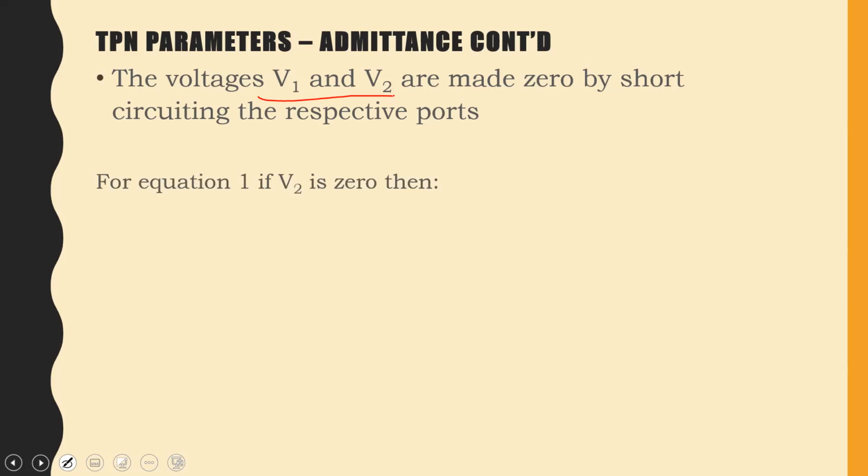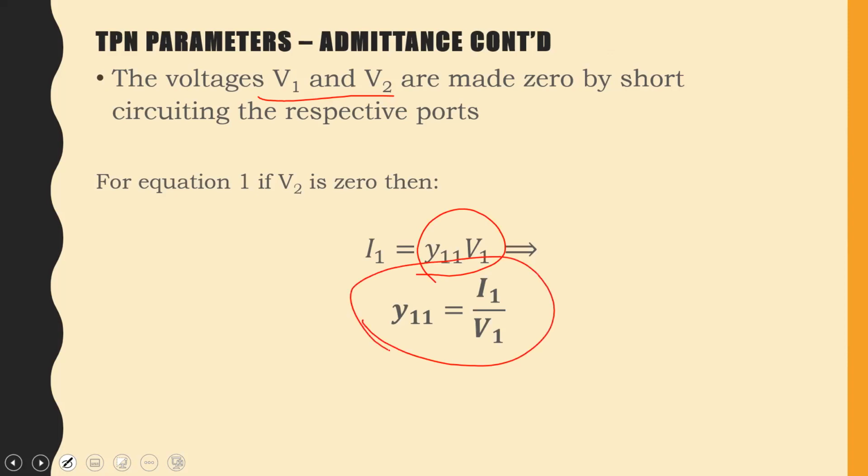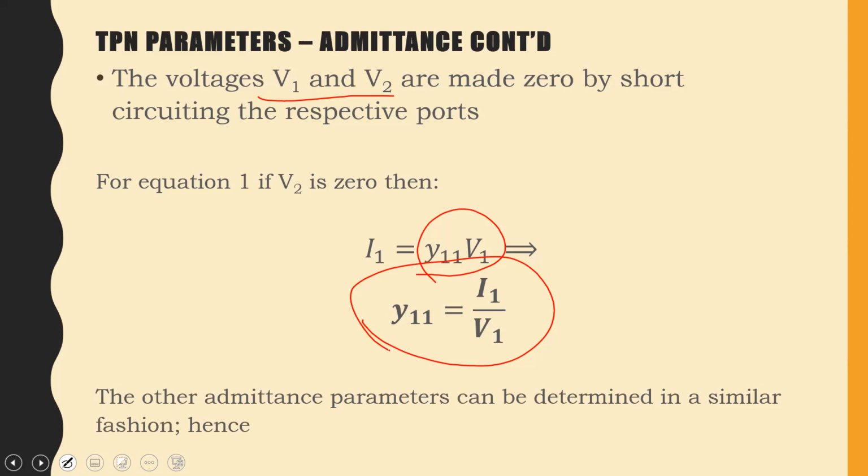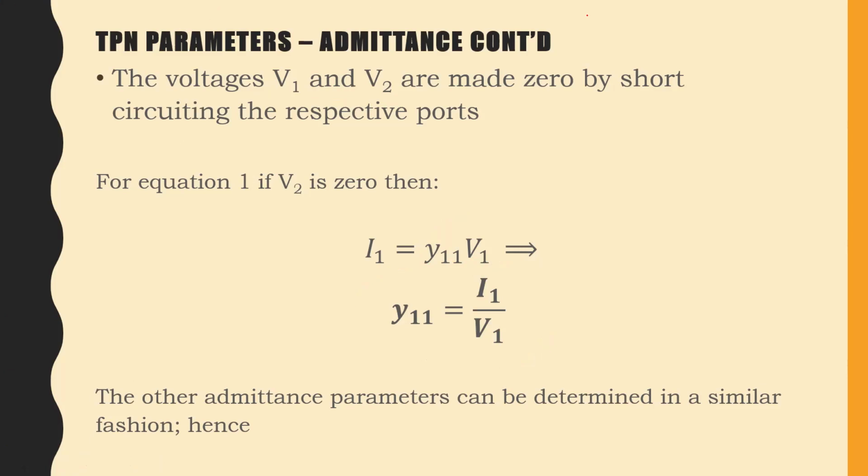So for the first equation, remember we're using the superposition principle. I1 is going to be equal to Y11 V1 under the condition that V2 is equal to 0. If I make V2 zero, this is all I have left in the equation, which means Y11 would be equal to I1 over V1. And if I were to go through and look at all the parameters, I can determine them in a similar fashion. Don't get too scared. It's actually very easy.